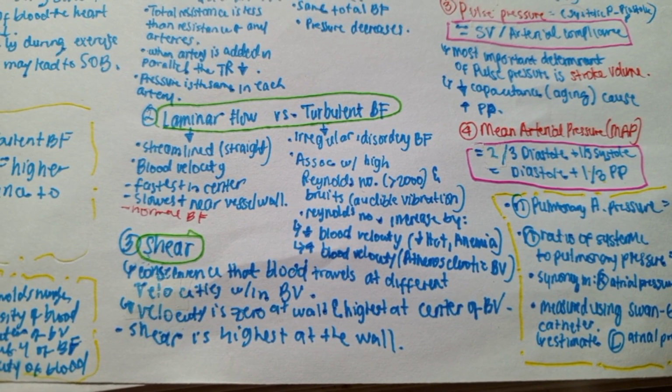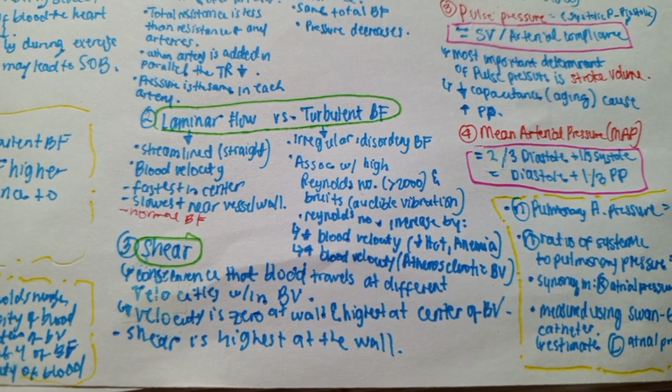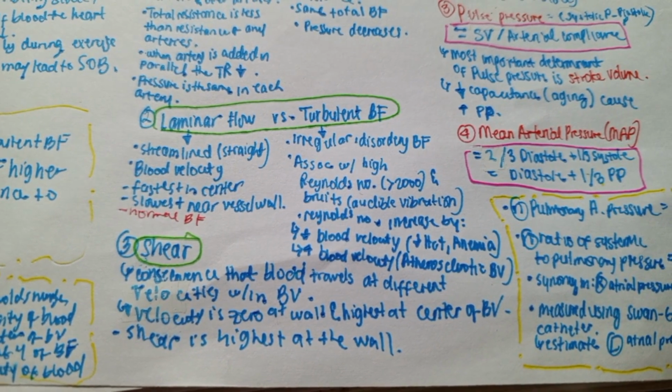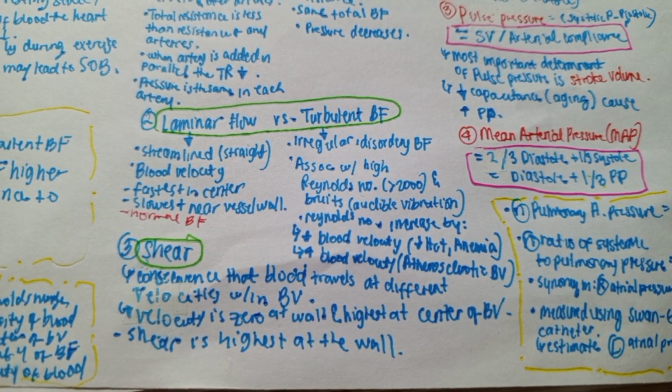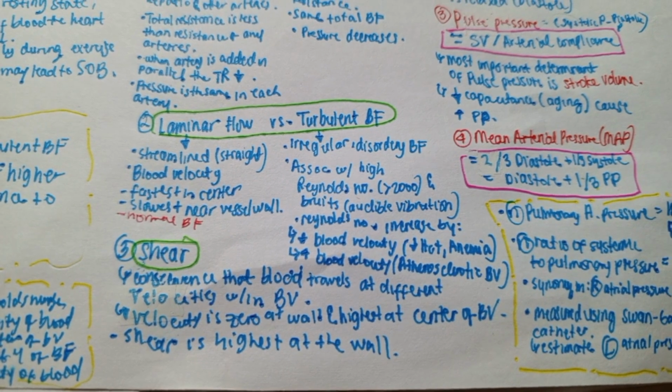If there's decreased blood velocity, such as in anemia or decreased hematocrit, and if there's increased blood velocity, such as we can see in atherosclerotic blood vessels.